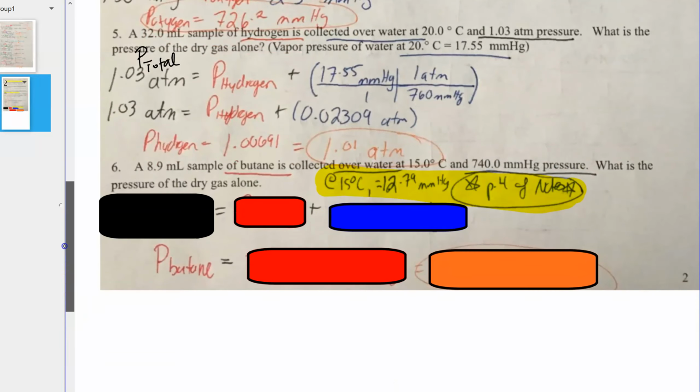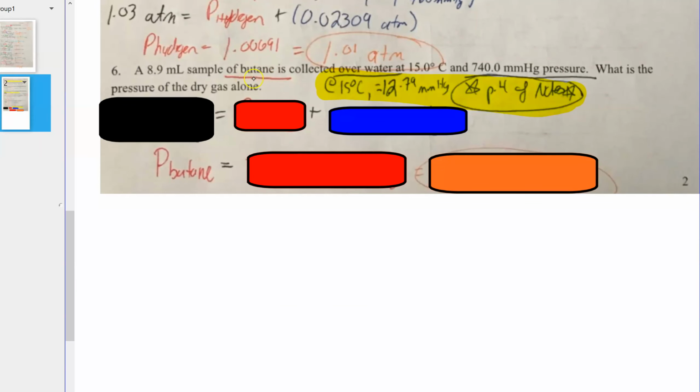Oh, too much. An 8.9 milliliter sample of butane, that's the same gas that's in little Zippo lighters, is collected over water at 15 degrees Celsius and at 740 millimeters of mercury of pressure. What is the pressure of the dry gas? That means the butane alone. This is where you have to go back to your notes or use Google and look up the partial pressure of water vapor. So at 15 degrees Celsius, if you check the note table, the partial pressure of water is 12.79. You'll always be given that, or you'll have the chart and be able to look that up.